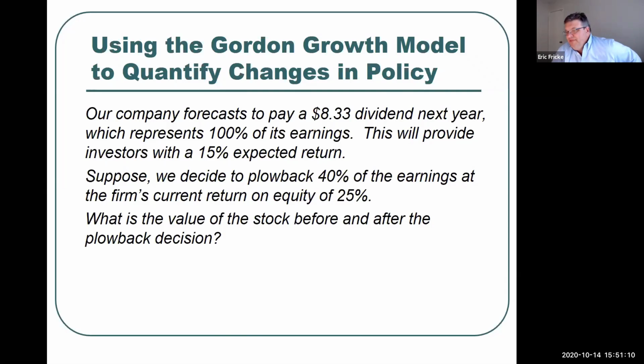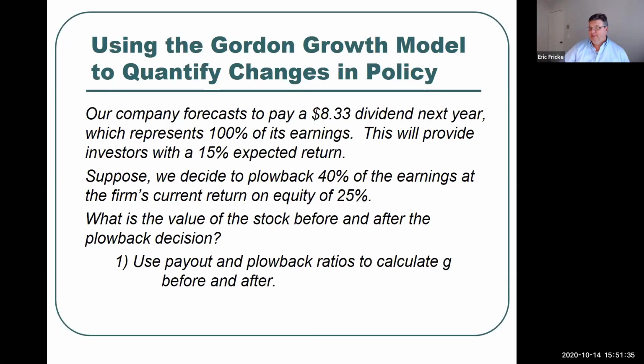What is the value of the stock before and after the plowback decision? Okay. So we're doing growth rates, and we know what the dividend is next year. So it looks like it's going to be the Gordon growth model. The Gordon growth model is basically the dividend next year divided by R minus G. And so I think we're going to be able to calculate this with the information we have.